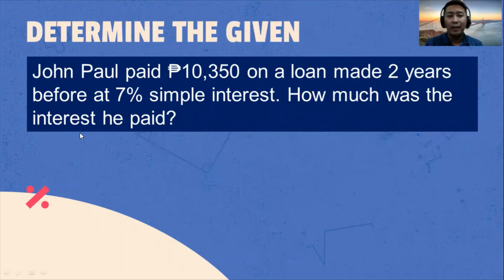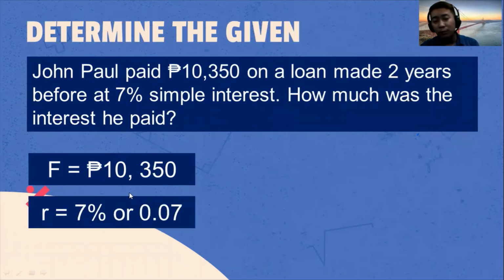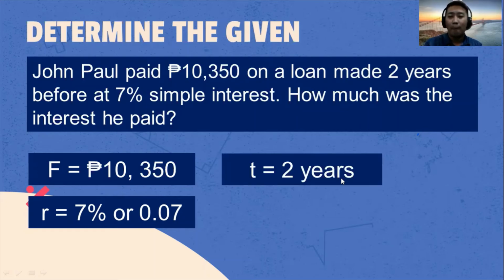So here's the problem again. John Paul paid 10,350 pesos on a loan made 2 years before at 7% simple interest. How much was the interest he paid? What are the given? 10,350 pesos is not the amount he borrowed, but it is the amount he paid. That means it is the final value or the maturity value. We have rate of interest that is 7% or 0.07 in terms of decimal point. We also have time that is 2 years.